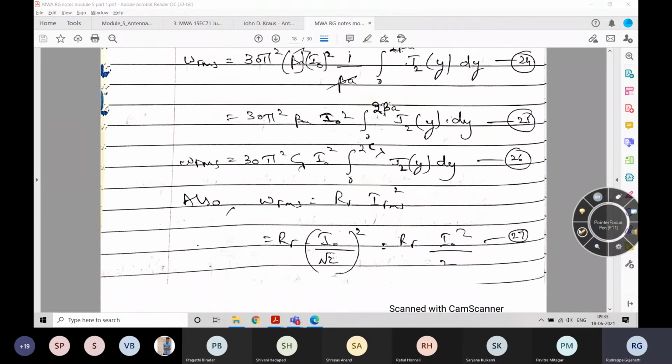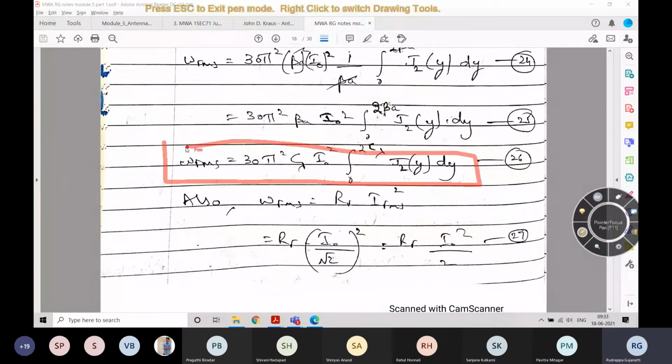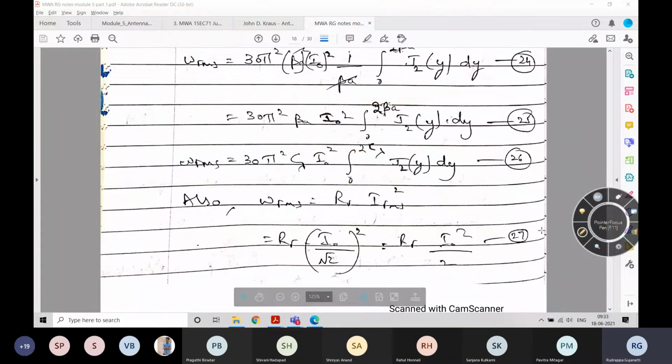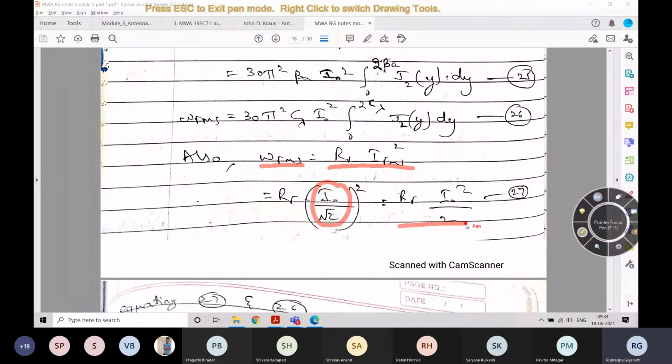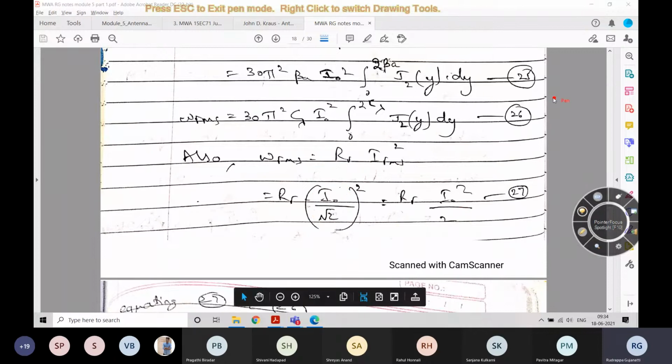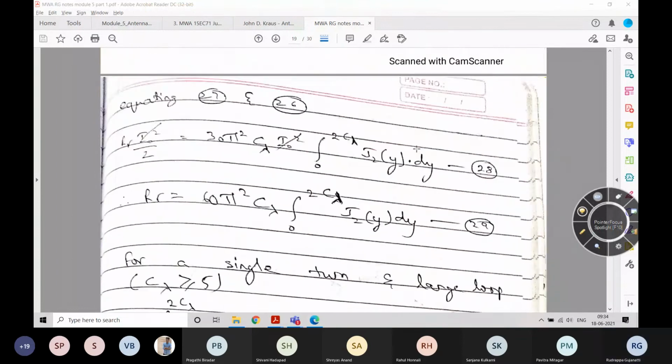So this is the parameter we obtain for the total power radiated when considering the field parameter. In this case, I considered sine theta and we obtained equation 26. Now with respect to radiation resistance, the total power radiated is given by I RMS squared into RR. But what is I RMS? It is I naught divided by square root of 2. Therefore, the equation simplifies to I naught squared divided by 2 into radiation resistance. Now we equate equation 26 and equation 27.